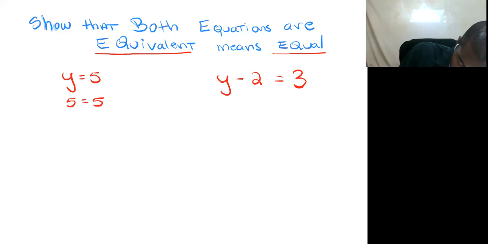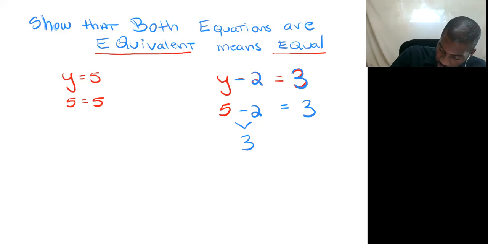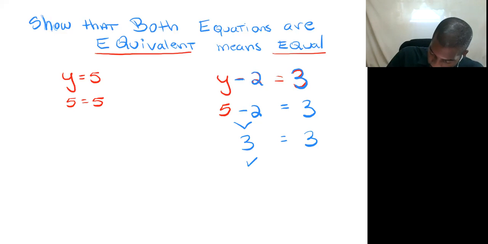Well, simple. Whatever y is, I replace over here. So I'm going to color code this so it's a little easier for you. Okay, so now I know y is 5. I just simply replace the y here with a 5. And then I solve it again. 5 minus 2, what does that equal? 5 minus 2 is 3 on this side. Does 3 equal 3? Yes, yes it does.